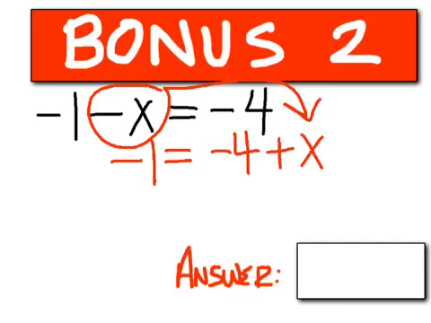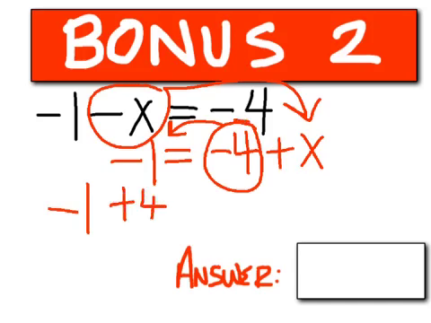Next thing, we want our positive x on one side by itself. So we need to move our negative 4 to the other side. When we move it to the other side, it's going to switch the sign. It's a negative on this side, so on this side it's going to be a positive 4. Negative 1 plus 4 is going to give us 3.